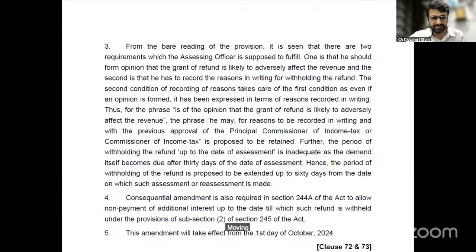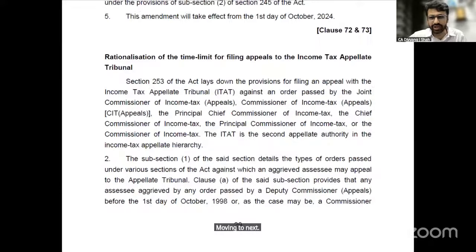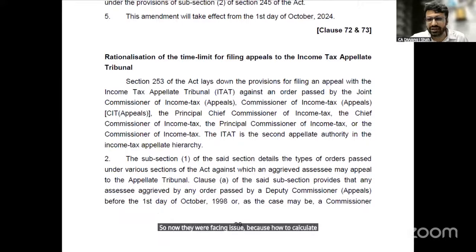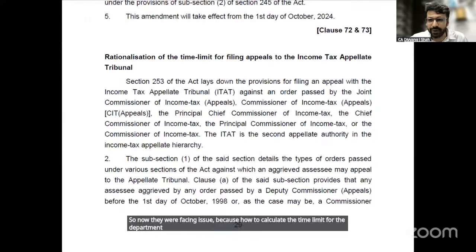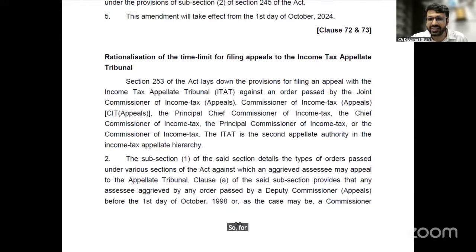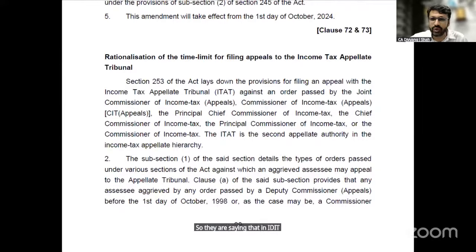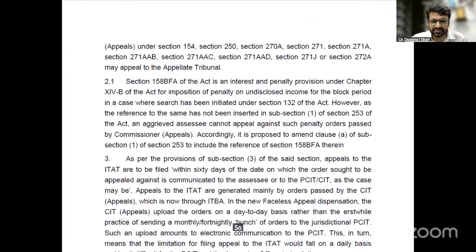Moving to next. Appeal to tribunal. Earlier, in the Income Tax Appellate Tribunal, the appeal needed to be filed within 60 days from the receipt of the CIT appeal order. Now they were facing an issue in calculating the time limit for the department, because in the ITAT even the department files the appeal. So month-wise, they can collect all the appeals simultaneously for finding the limitation period. They are saying that in the ITAT you can file the appeal within 2 months from the end of the month in which the order is received. So there's a small change there.